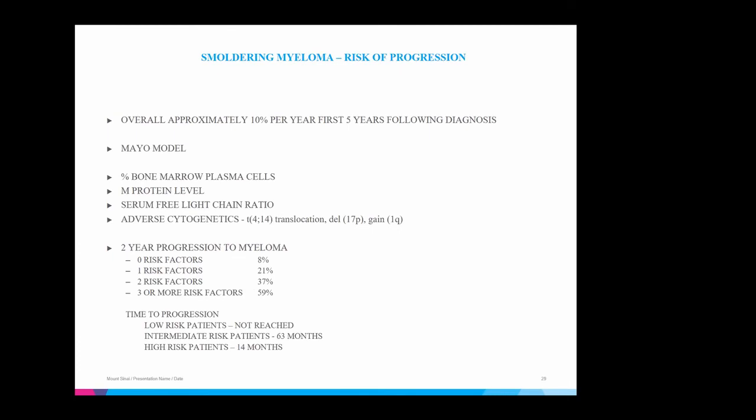And there are different risk of progression estimates, such as the one that comes out of the Mayo Clinic, which talks about the percentage of bone marrow plasma cells, the M protein level, the adverse cytogenetics, as I mentioned. So low risk patients in the Mayo Clinic studies did not have any measurable time to progression, although the high risk patients were estimated to have an average time to progression to myeloma of only 14 months, with the intermediate risk patients in between.